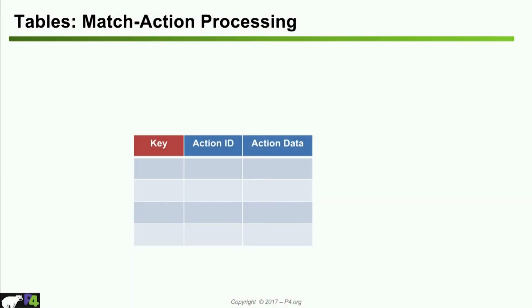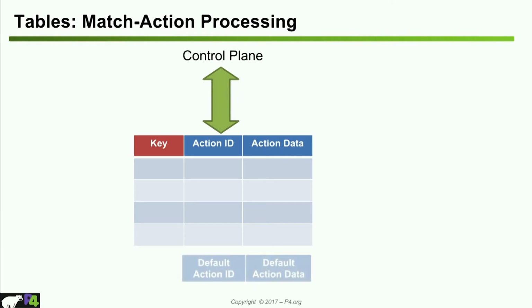Let's walk through the steps of performing match action processing. As I mentioned, each table consists of one or more entries, and those entries specify the key, the action ID, and the action data. These entries can be added or removed from the control plane. Each table also specifies a default action ID and default action data.